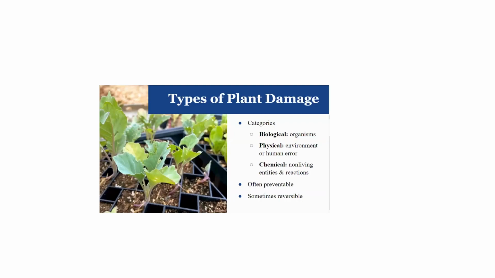So very broadly speaking, plant damage can fall into three categories. There's biological, meaning that there's some type of living organism damaging your plants. Physical can be parts of the environment, like wind. It can be like you accidentally stepping on your plant. Chemicals, so these non-living things. People mention burns, that can be something that happens, a reaction that's happening.